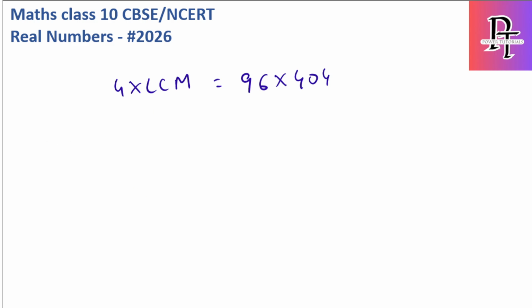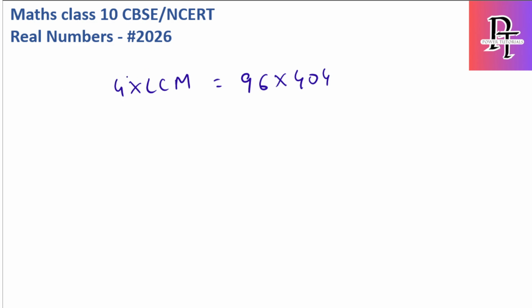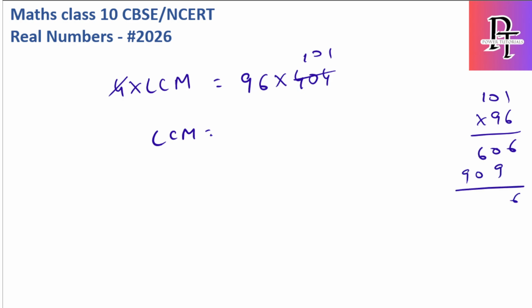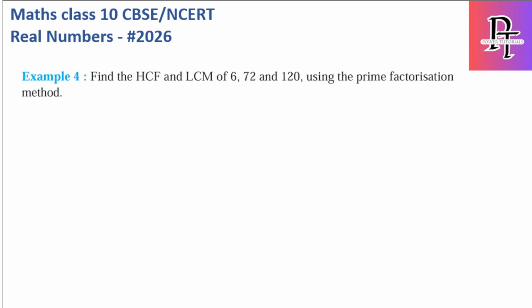Okay, let's continue. So here we have 4 into the LCM. So 4 into 101. Hence the LCM becomes 101 into 96, 606, 909, so 9696. So the LCM of these numbers is 9696. Okay, let's move to the next one.